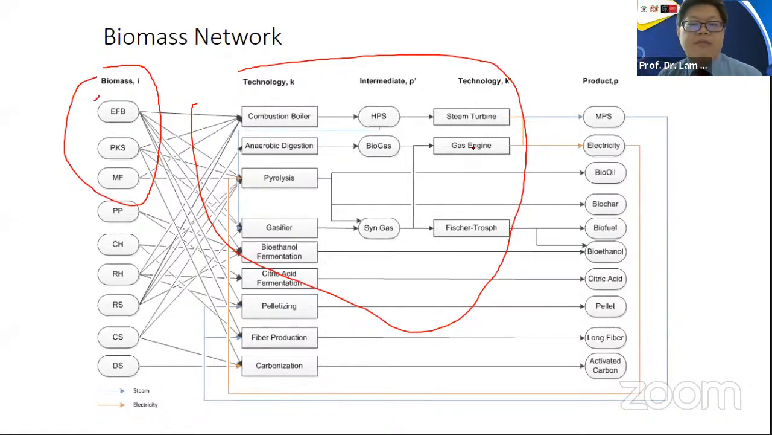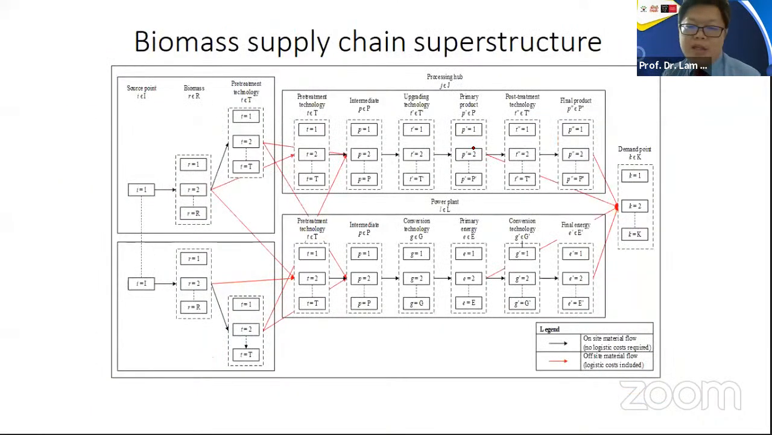In this case, we will propose to the investor: this is the way for you to invest in the green technology. This is the pathway that you should consider, and so on and so forth. Right, we go to the next page.